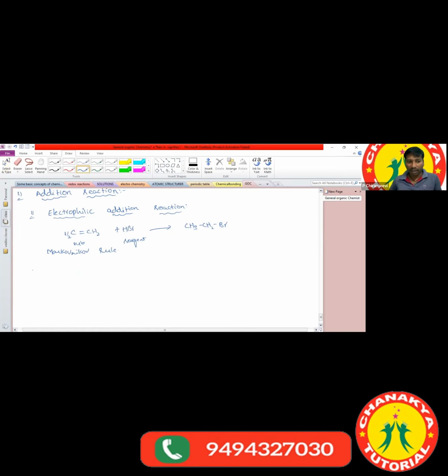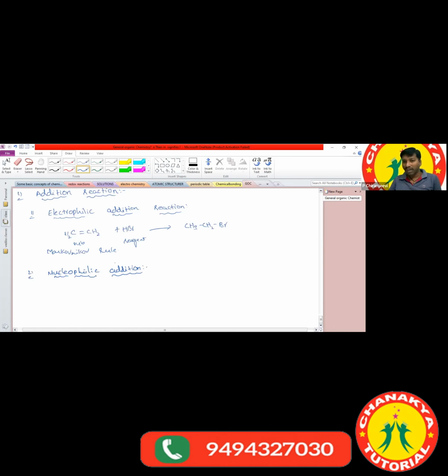Now you understood what is meant by the electrophilic addition reaction. And what is the other one? Nucleophilic addition reaction. First of all, what is the nucleophilic addition reaction? It is where the substrate molecule first attaches with the nucleophile, then the reaction is followed by addition of the electrophile. This is called a nucleophilic addition reaction.